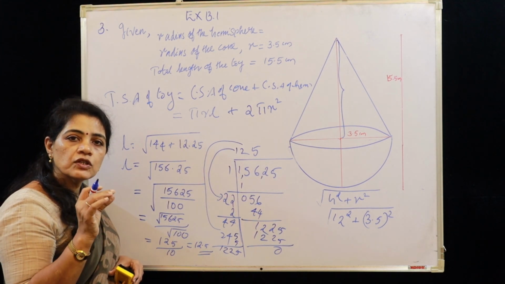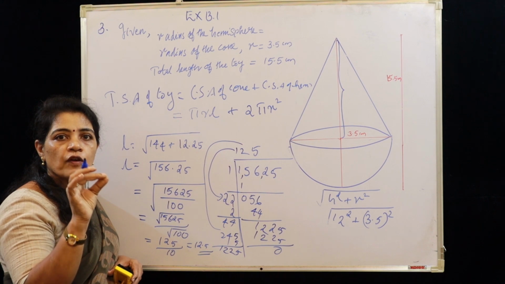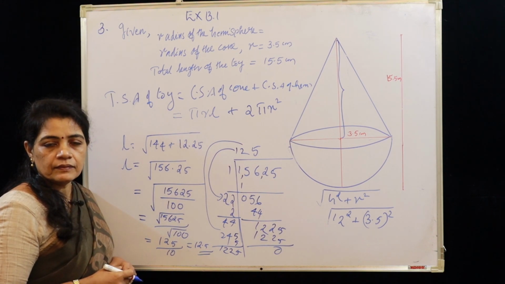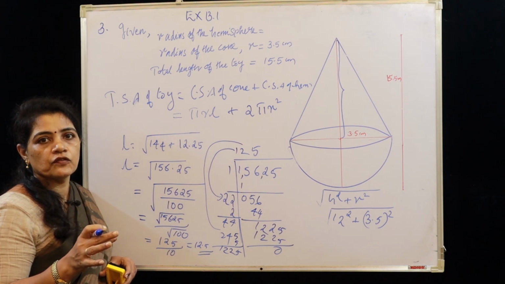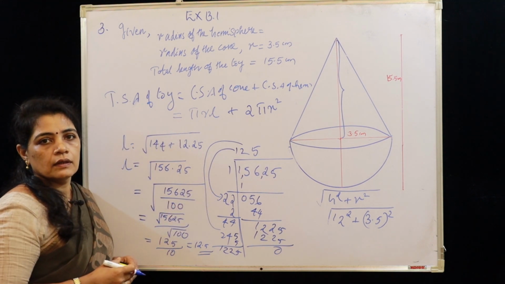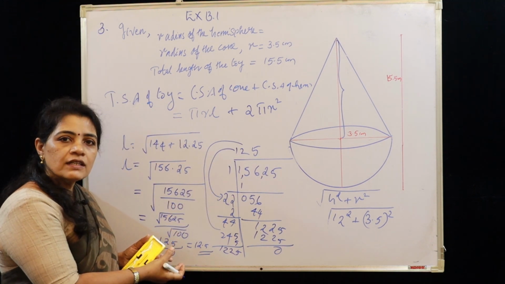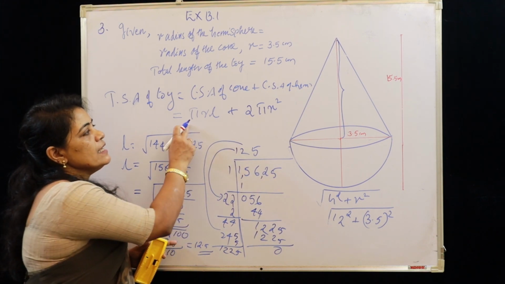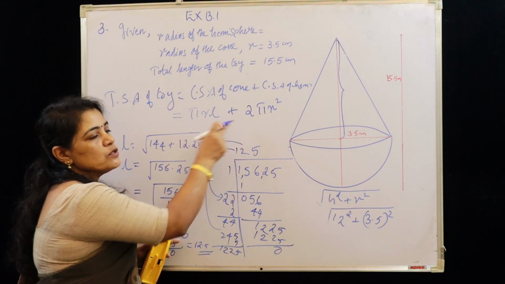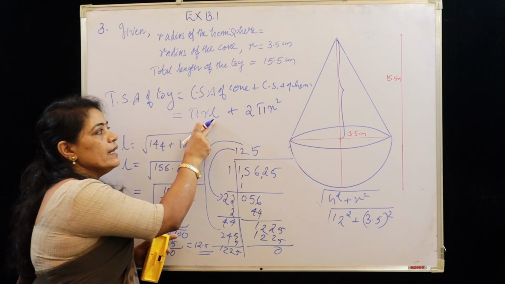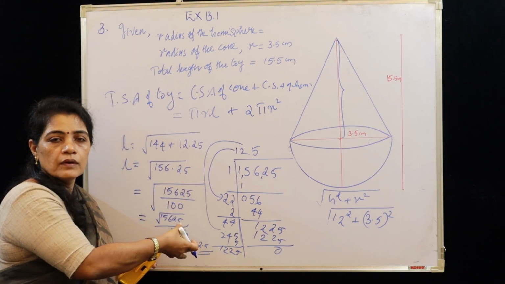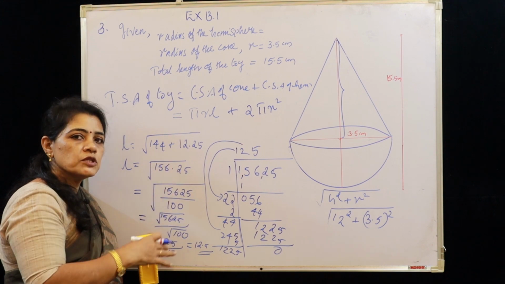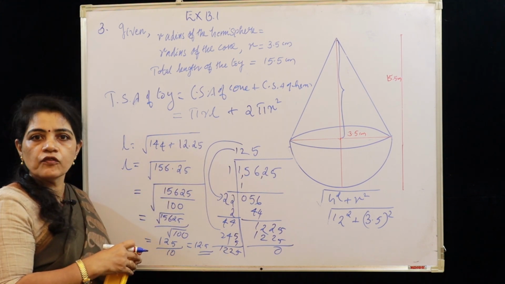Okay, so 125 becomes 12.5 when you divide by 10. So that is the slant height of the cone. Why have we found all this? In order to get the TSA of the toy, you have to add the CSA, that is pi RL plus 2 pi R square. There we need the slant height, and now we have it. The next step is just to substitute, and you can easily reach the final answer.